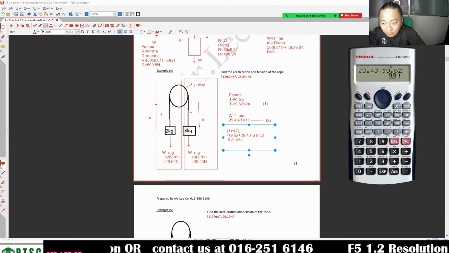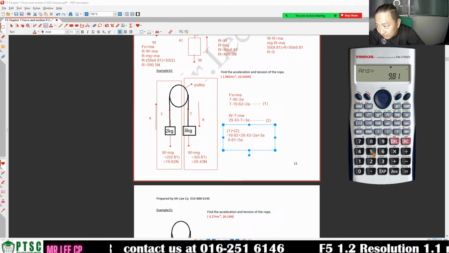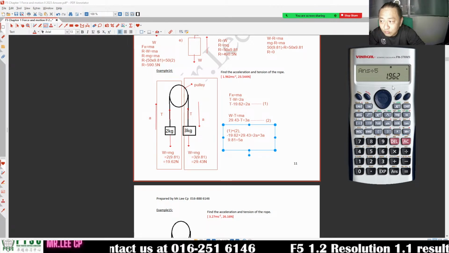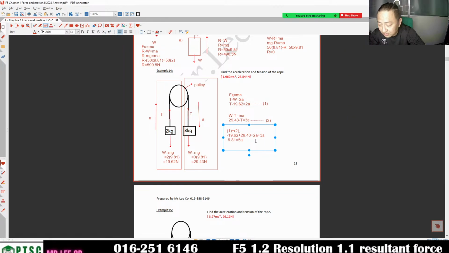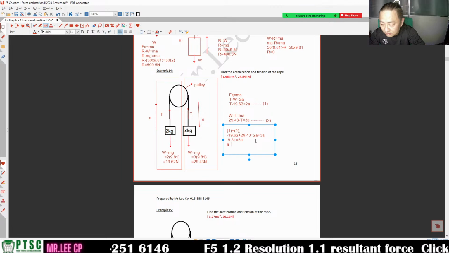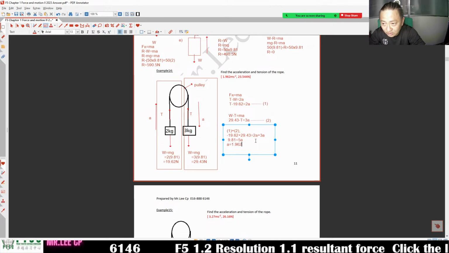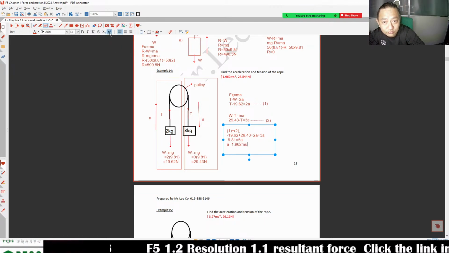Then your 9.81 has to be divided by 5. You get 1.962. Your acceleration is going to be 1.962 m/s squared.